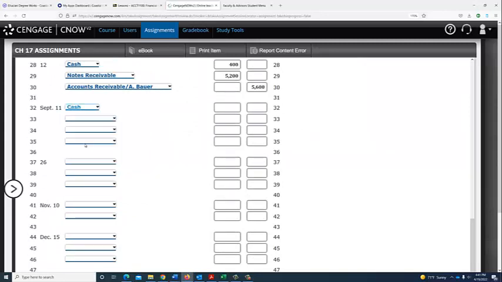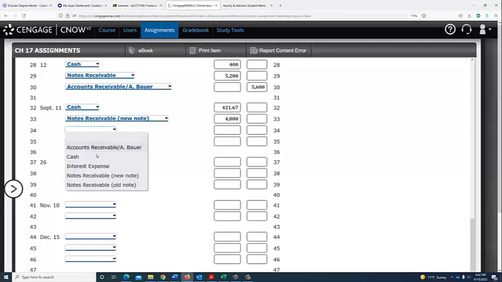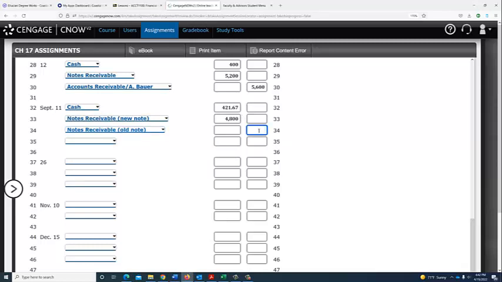So we received cash for $421.67. We also received a new notes receivable of $4,800. Remember, he paid us, it was $5,200. He paid us $400 in principal, so now the principal of the new note is $4,800. We're going to remove the old note, which was $5,200, and then we will record the interest revenue, which was $21.67.